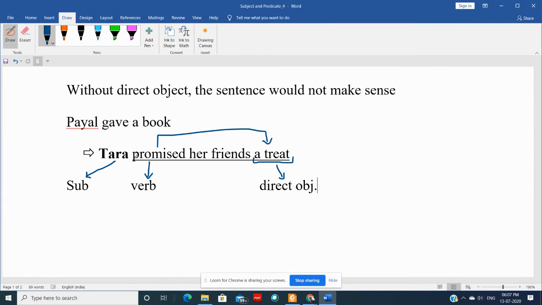Now Tara promised a treat. Yes, it's making sense. But to whom? Her friends. तो her friends जो है ये आपका बन गया indirect object. Okay, this is your indirect object. Indirect object. Okay, so let's just mention it here. Right? So इस तरह से आपके predicate में भी multiple parts हैं, right? तो this is how it is.